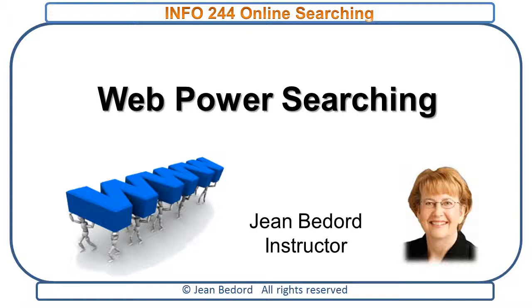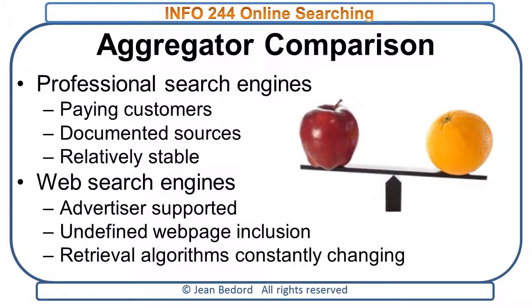Today I'm going to talk about searching the open web using the strategies you've learned from the professional search engines. First of all, professional search engines and web search engines are all aggregators. They provide access to information, but ownership of the actual content remains with the original publisher. Under the hood, the search technology is very similar, though the interfaces and ranking algorithms are quite different.